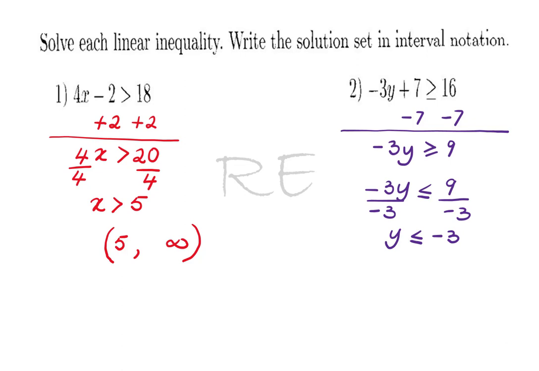Now, negative 3 is included, and for less than negative 3, we start with negative infinity, open parenthesis, negative infinity, and at negative 3, we use a close bracket.